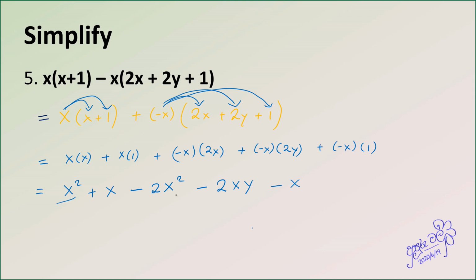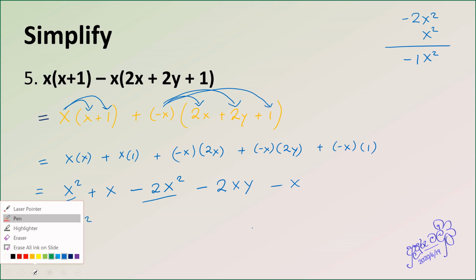x squared, they have different signs, so I can write minus 2x squared and x squared. So since one of them has minus, I should subtract. 2 minus 1 is 1. The sign should be minus. Minus x squared.